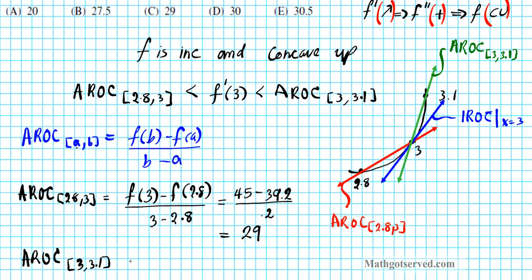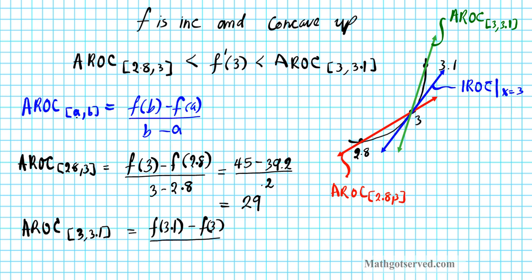Then you do the average rate of change from 3 to 3.1. The same procedure: you have f of 3.1 minus f of 3, divided by what? Divided by 3.1 minus 3.